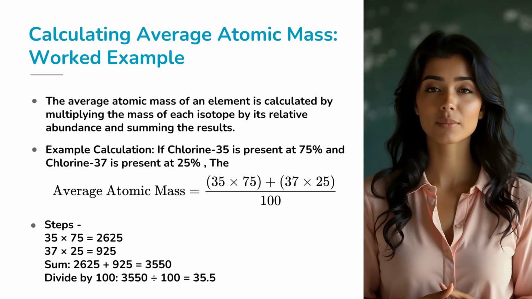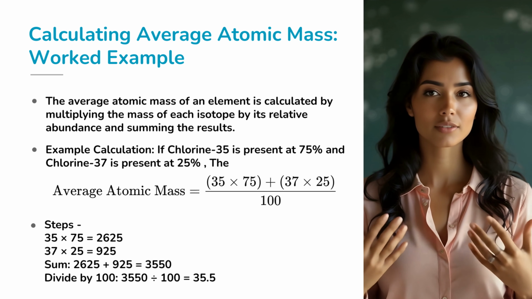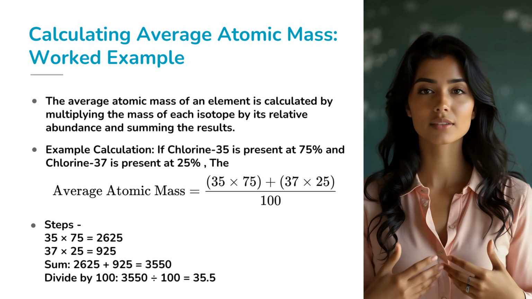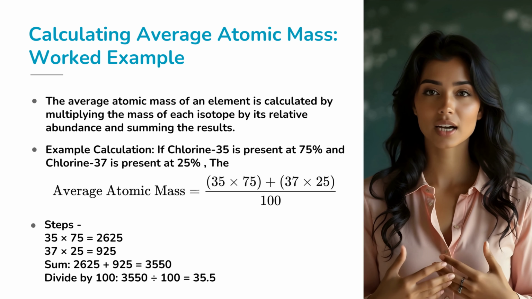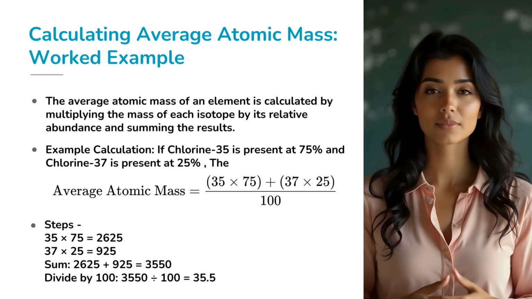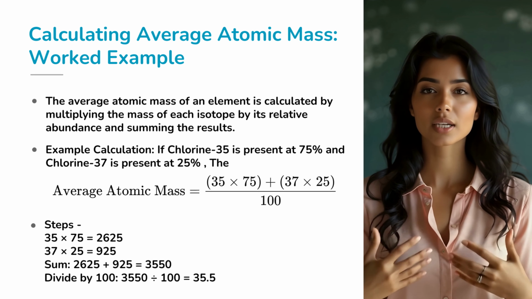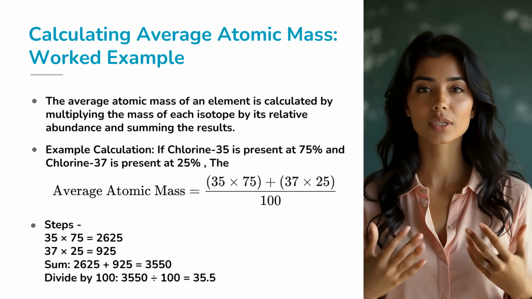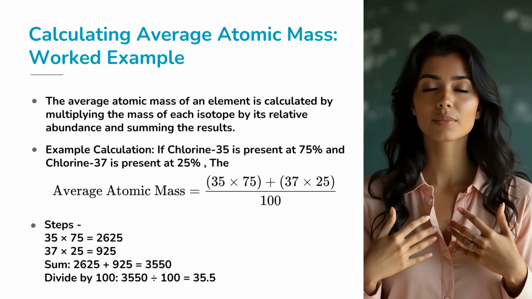Let's go step by step. 35 times 75 equals 2625. 37 times 25 equals 925. Add them together. 2625 plus 925 equals 3550. Now divide by 100. 3550 divided by 100 equals 35.5. So, that's how we get the average atomic mass for chlorine as 35.5.